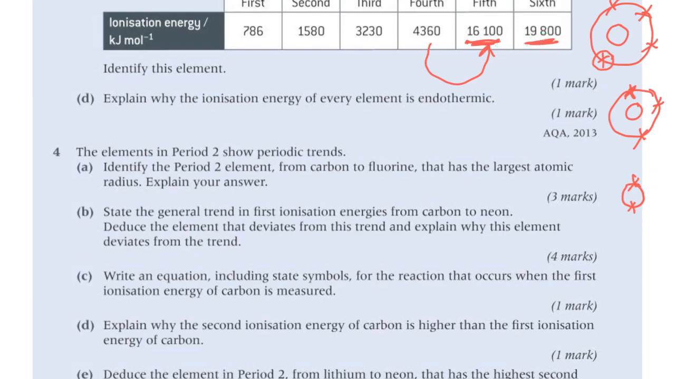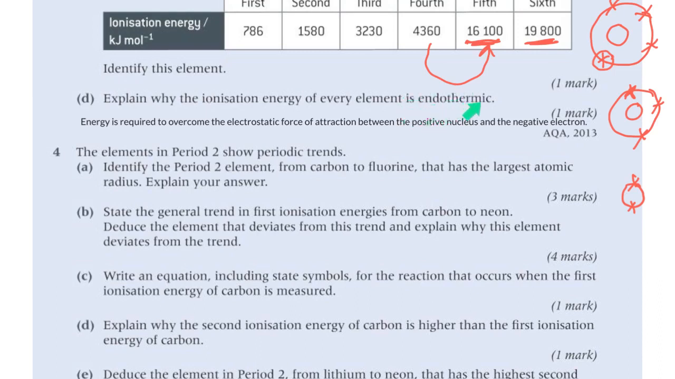So what we do is we count the ionization energies that are close together, so that's 1st, 2nd, 3rd, 4th, and that suggests therefore that this element is in group 4, because then there's a massive jump between the 4th and the 5th ionization energies, and therefore that suggests that the 5th electron is in an energy level closer to the nucleus. The next question asks us why the ionization energy of every element is endothermic.